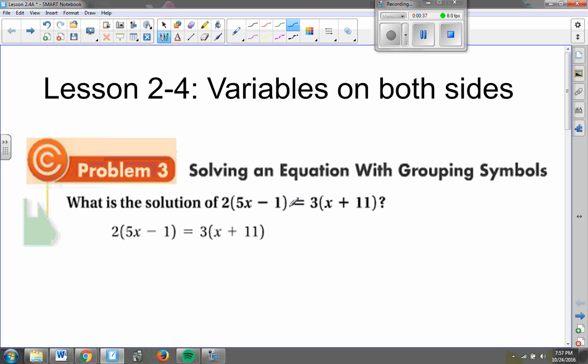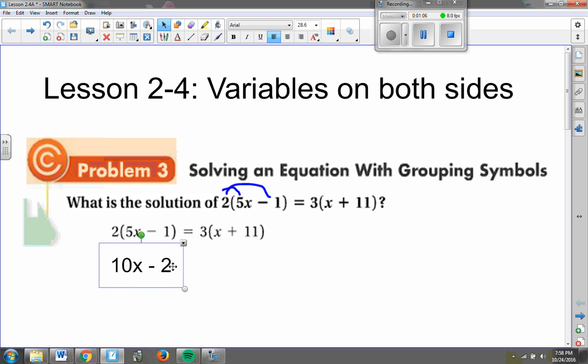Now, when we see parentheses with a number multiplied in the front, like this 2 right here, what we have to think of is the distributive property, where I multiply the 2 that's in front by both pieces that are inside, right? So I do 2 times 5x, 2 times 5 gives me 10x, and then I also do 2 times a minus 1, which gives me a minus 2, because 2 times 1 is 2. So the left side of my equation now says 10x minus 2, okay?